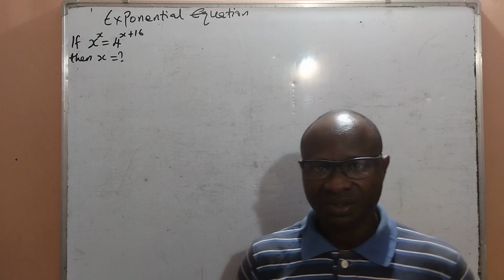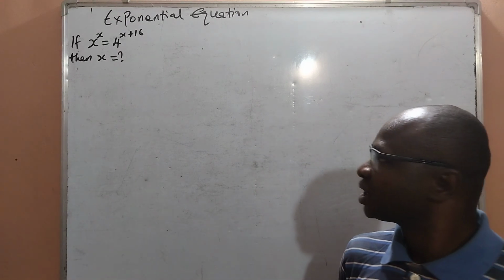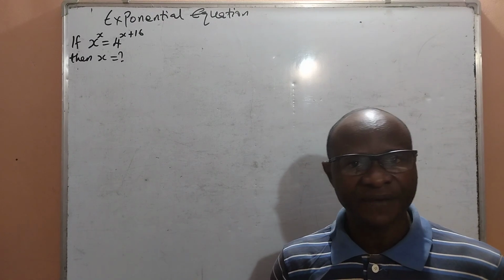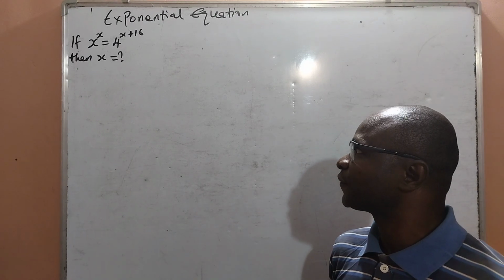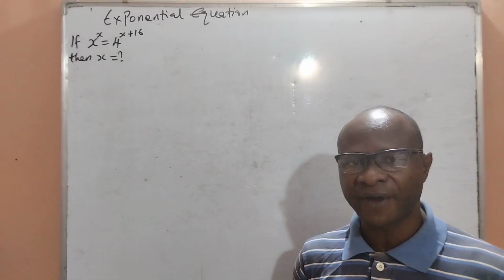Today's math class is exponential equation and an Olympiad math question. It is given to me to solve that if x raised to power x is equal to 4 raised to power x plus 16, then what should be the value of x?